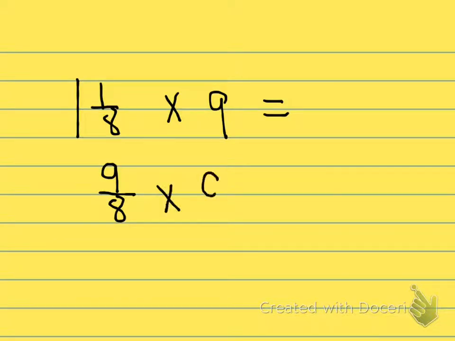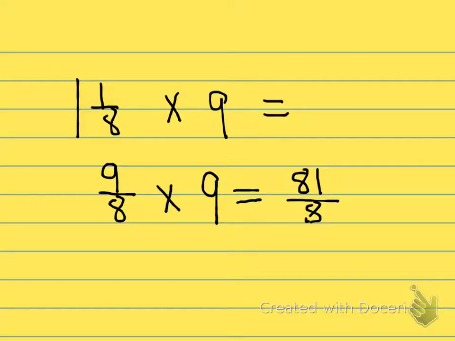times the whole number 9, because that's how many times more cups of macaroni she used. So let's go ahead and multiply. 9 times 9 is 81 over 8. All right, she used 81/8 cups of macaroni. But that really doesn't make a lot of sense to me. I know that mathematically that's correct, but what's the answer?